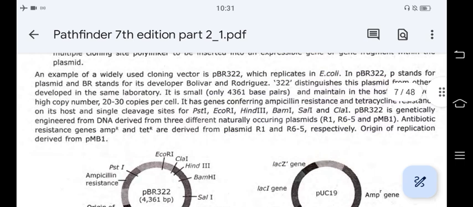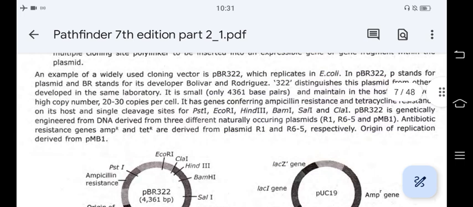Insertion of a selection system for screening of recombinants. Typically, this involves arranging for the multiple cloning site polylinker to be inserted into an expressible gene or gene fragment within the plasmid. An example of a widely used cloning vector is pBR322, which replicates in E. coli. In pBR322, p stands for plasmid and BR stands for its developers, Bolivar and Rodriguez. Then 322 distinguishes this plasmid from others developed in the same laboratory.